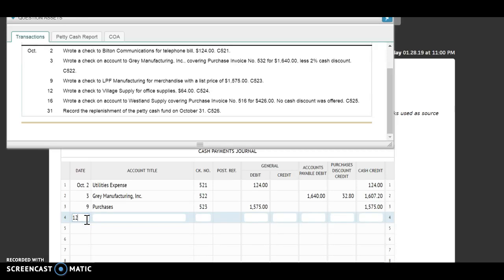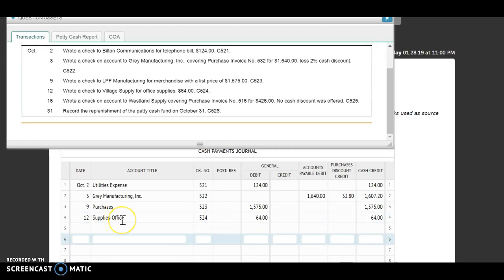On the 12th, we wrote a check to Village Supply for office supplies, $64, check number 524. Again, in this case, we do not need to know who we're writing the check to. We are simply buying supplies with cash. So I'm going to debit supplies, office, and I'm going to debit that for $64. And then I'm going to credit cash for $64. Check number 524. Now, if we think of this, we're buying supplies, so we have to debit our supplies account.